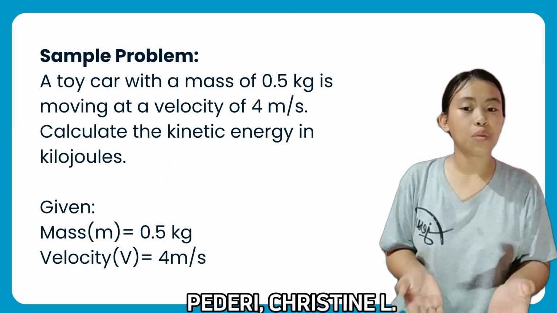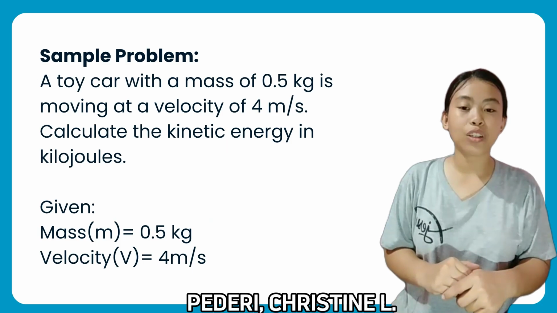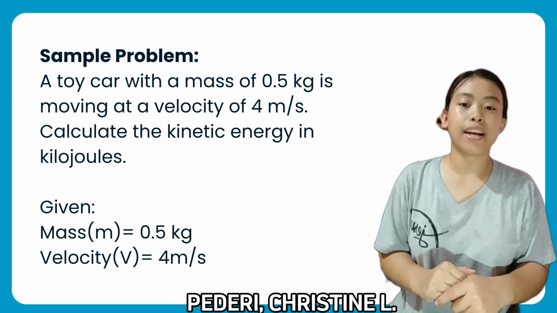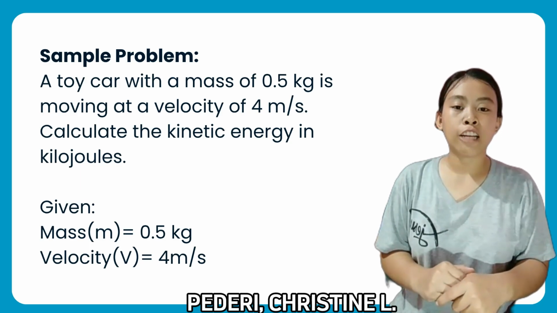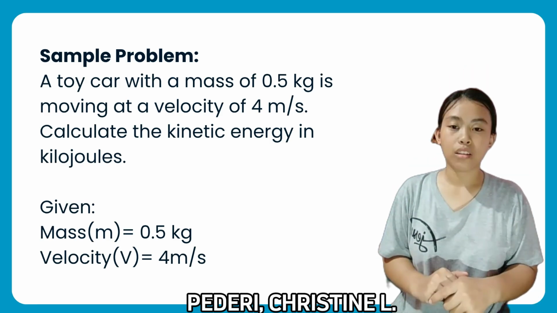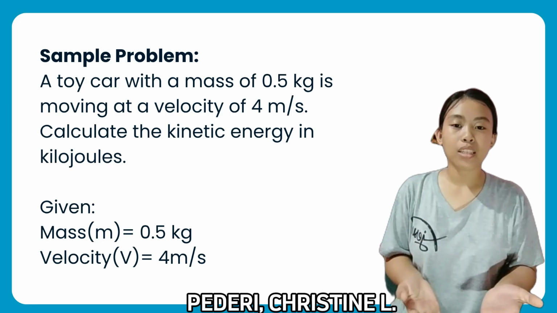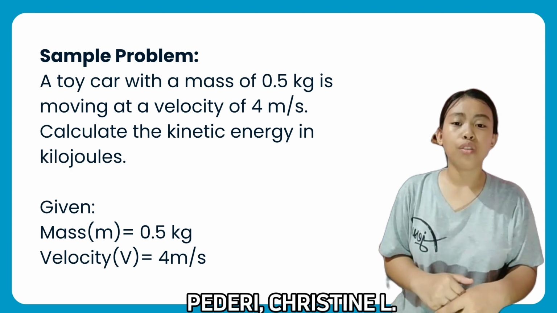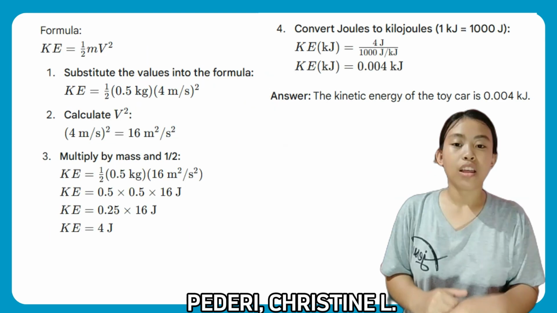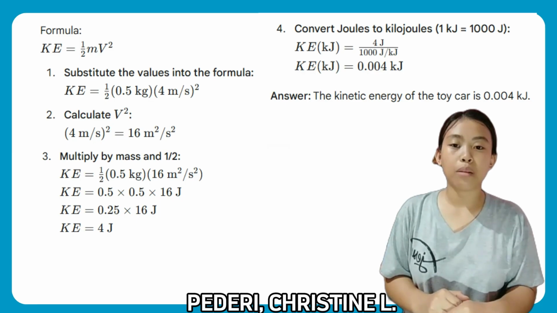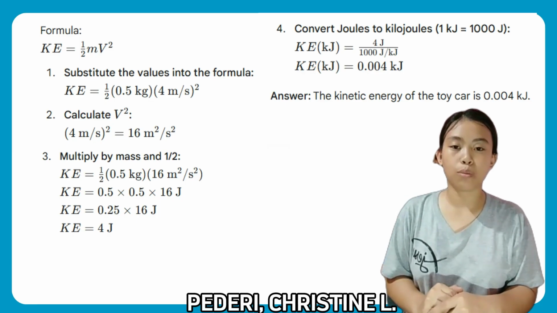We have an example. A toy car with a mass of 0.5 kilogram is moving at a velocity of 4 meters per second. We have to calculate the kinetic energy in kilojoules. So we have the given mass, which is 0.5 kilogram, and the velocity of 4 meters per second. The first thing we do is to write the formula. KE equals 1/2 multiplied by mass by velocity squared.